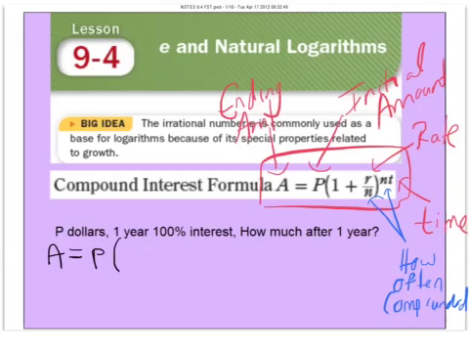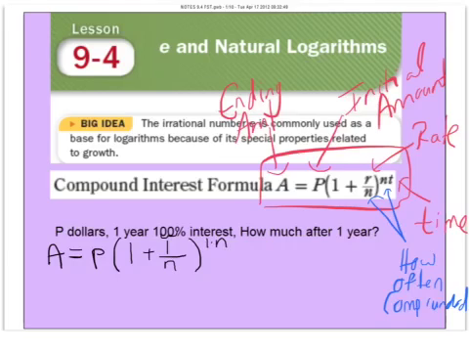If it's 100% interest, it's going to be 1 plus. 100% is going to be written as a decimal, so what you would do is move the decimal place twice, so you're going to have 1 in here. How is it compounded? They're not telling me, so I'm going to say N. It's going to be the power of our time, which is 1 year. And again, I don't know what the N is. They didn't tell me if it's going to compound daily, monthly, or what have you.